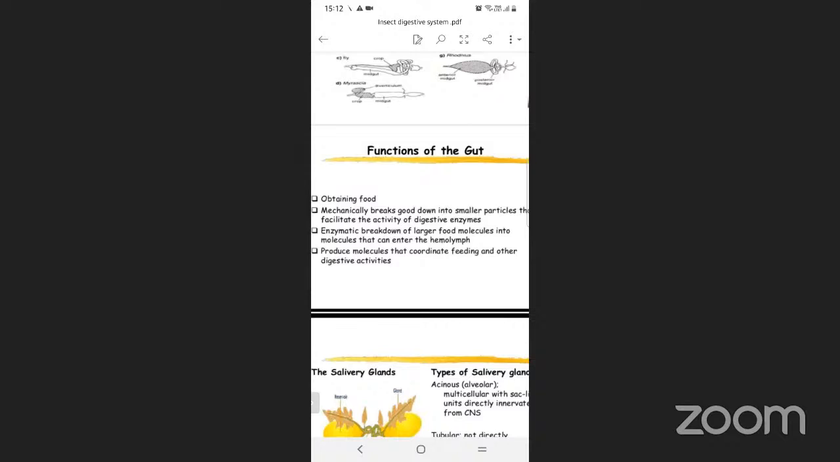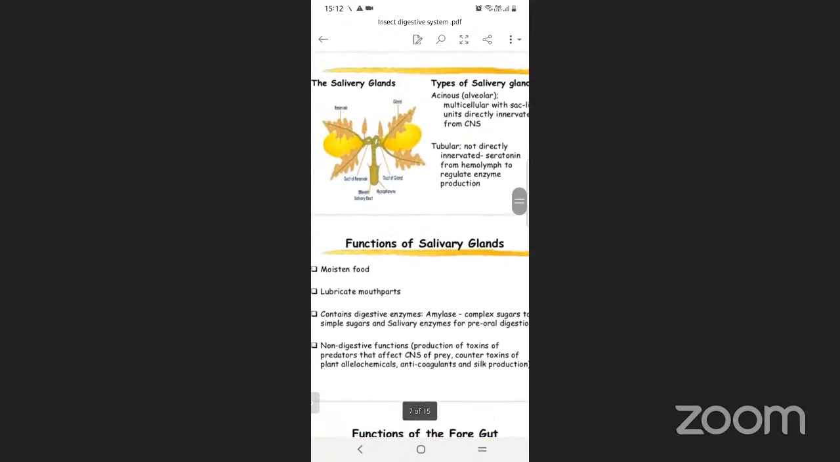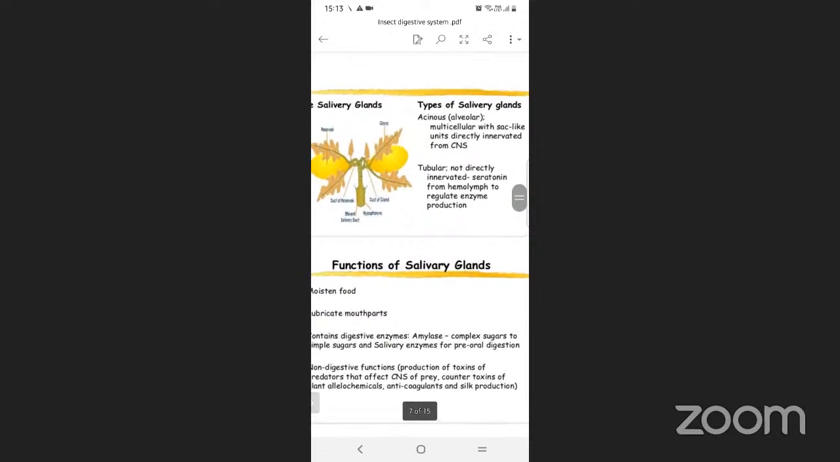Yes, ma'am. Okay. So it mechanically breaks down into smaller particles and they facilitate the activity of digestive enzymes. And there is enzymatic breakdown of larger food molecules into smaller ones that enter the hemolymph, and the gut produces molecules that coordinate feeding and other digestive activities. So these are the very important functions done by the gut region.